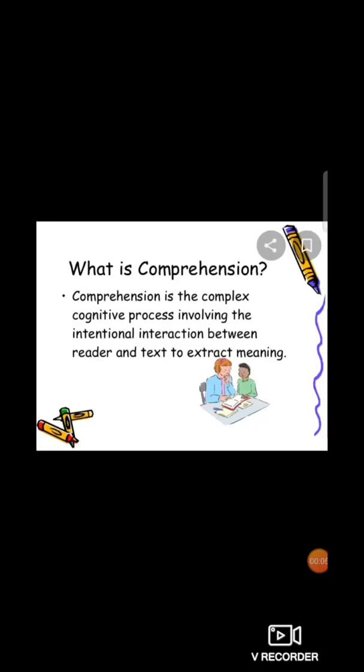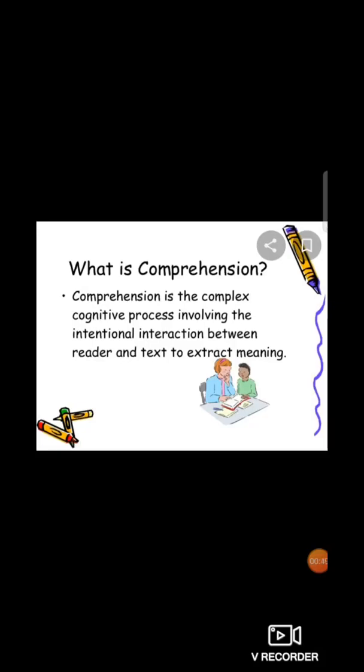Comprehension is a complex cognitive process involving the intentional interaction between reader and text to extract meaning. So students, one passage is given, from that passage we have to find out the answer. It's called a comprehension. So now students, I request everyone to open your combined book number 4.